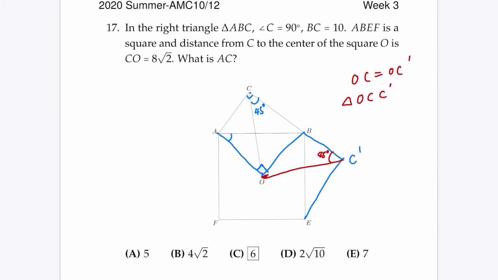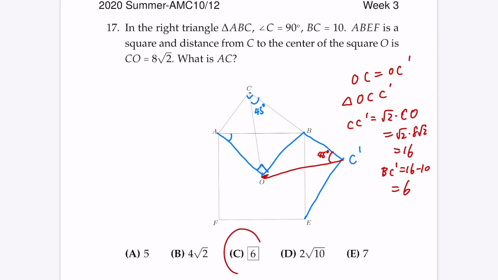As a result, since OC is 8 square root 2, we know that CC prime is square root 2 times CO, which is equal to square root 2 times 8 square root 2, which is 16. And since BC is 10, BC prime is 16 minus 10, which is equal to 6. So the length of BC prime is the same thing as AC, so the correct answer is C.